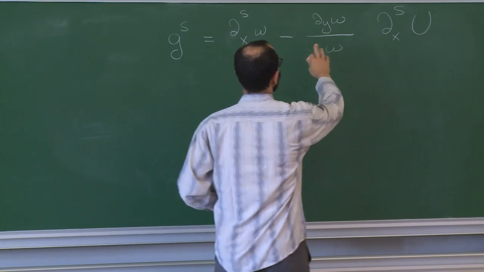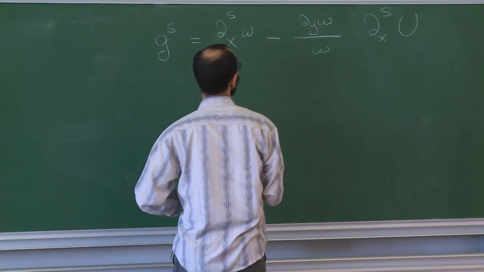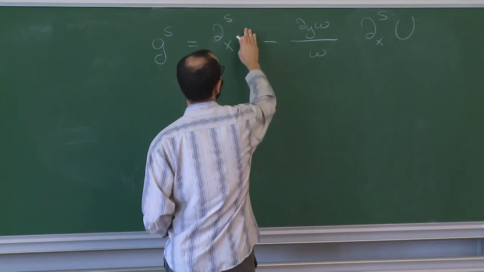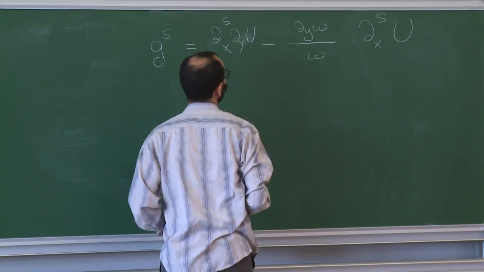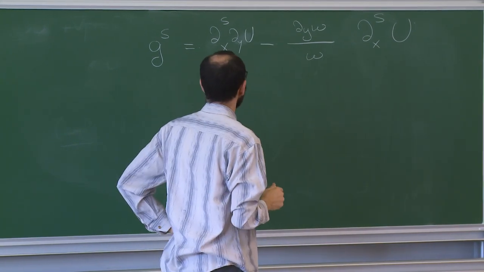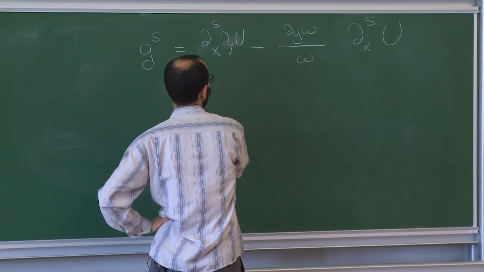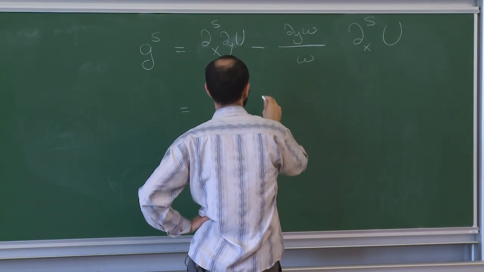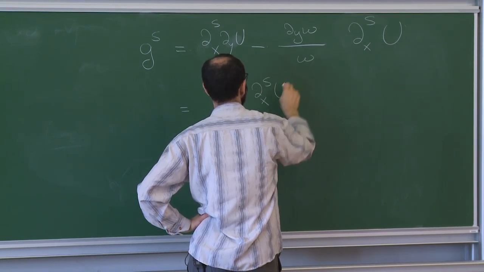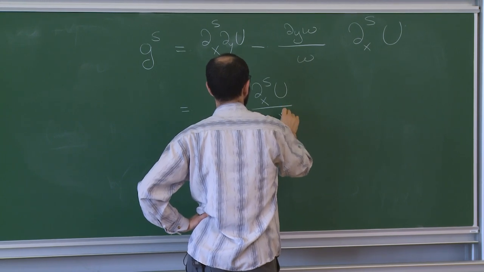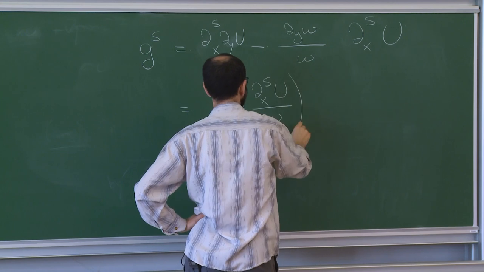Okay, so actually it turns out that this term has even a nice way to be written down, because this is, again, dyu, right? This term, you can actually write down, if I remember well, as dx s u over omega dy.